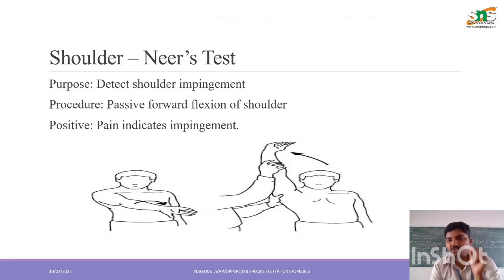The first test is for the shoulder joint, the shoulder Neer's test. The purpose of the test is to detect shoulder impingement. Procedure: passive forward flexion of the shoulder. Positive pain indicates impingement. In case of impingement, pain radiates from the upper arm. In the diagrammatic representation, the therapist assists and moves the arm, and the patient will feel pain at the impingement.